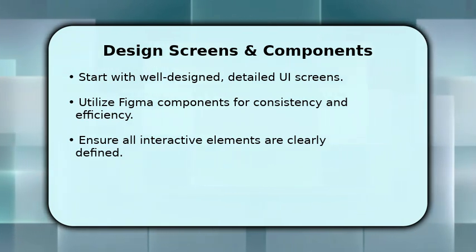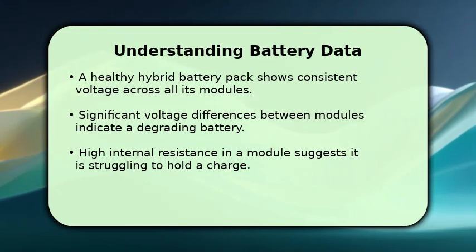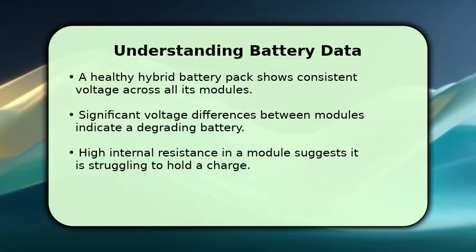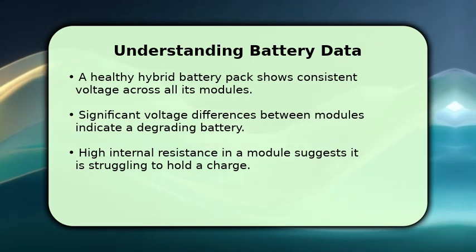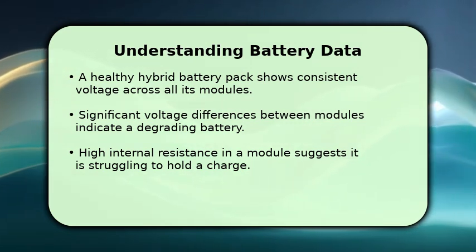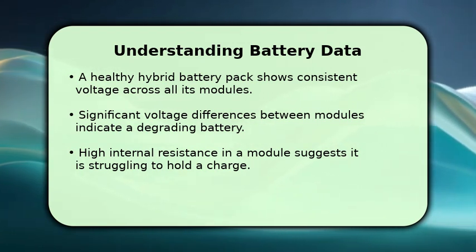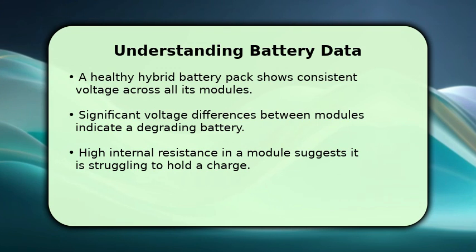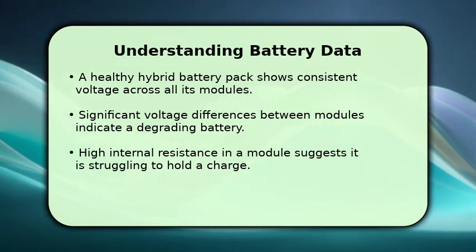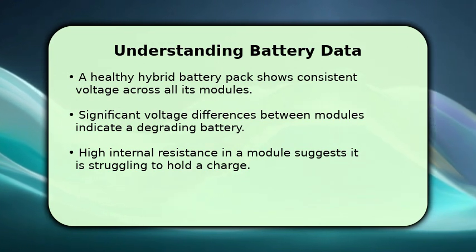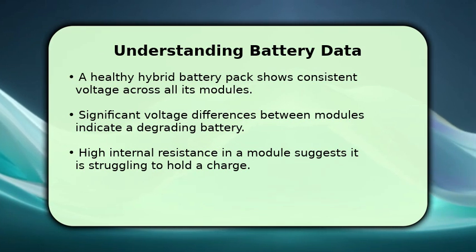Once the diagnostic scan is complete, understanding the data is vital. A healthy hybrid battery will display remarkably consistent voltage readings across all its modules, typically around 270 volts for the entire pack. In contrast, a degrading battery often shows noticeable voltage imbalances between individual cells. High internal resistance in any module is another red flag, indicating that particular cell is struggling to store and release energy efficiently.